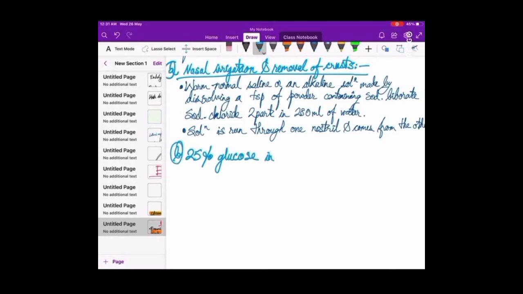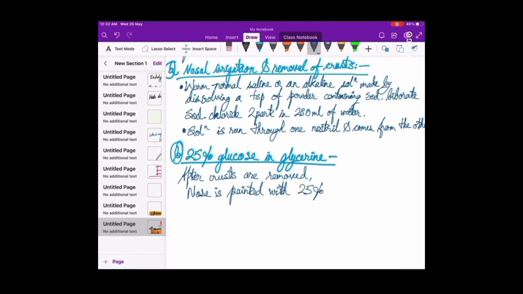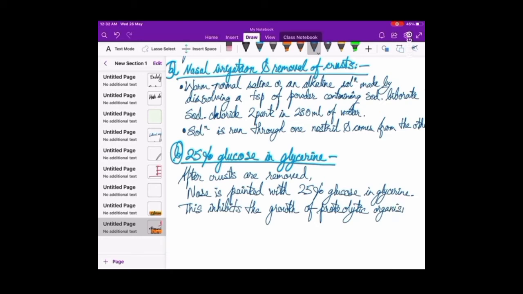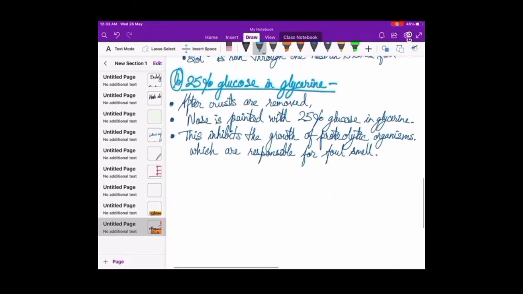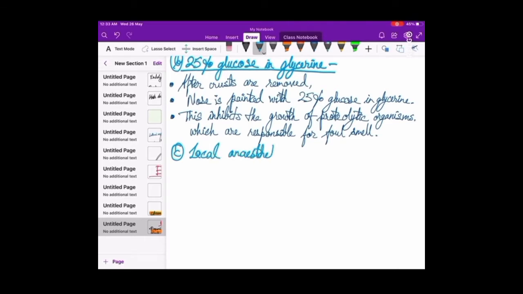Second step will be 25% glucose in glycerine. After crusts are removed, the nose is painted with 25% glucose in glycerine. This inhibits the growth of proteolytic organisms, which are responsible for the foul smell. Local anesthetics will also be given.